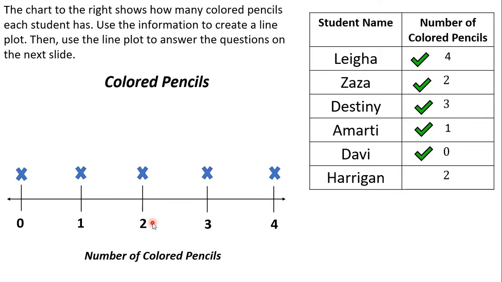Well, if we look at our line plot, we can see there's already an X above 2. So we need to put the X that represents the number of colored pencils Harrigan has above that X that's already there. This means that 2 students have 2 colored pencils. Now we're going to use this line plot to answer questions on the next slide.